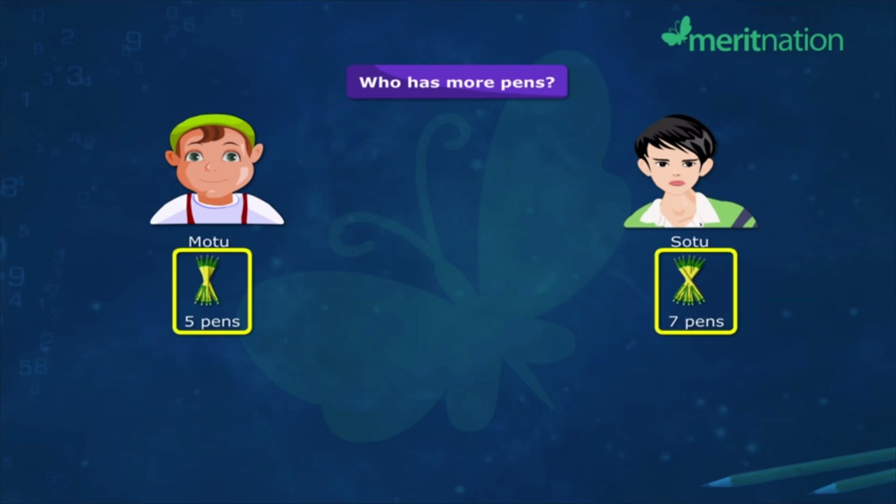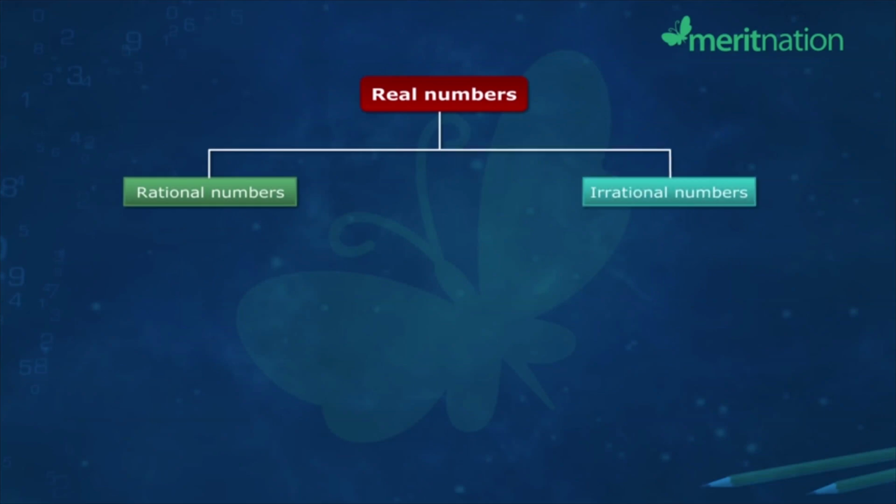Imagine what would happen if there were no numbers. Such a simple question would have become practically unanswerable. So, numbers play a hugely important role. Then there are types of numbers. First, let's look at real numbers. Real numbers include rational and irrational numbers.